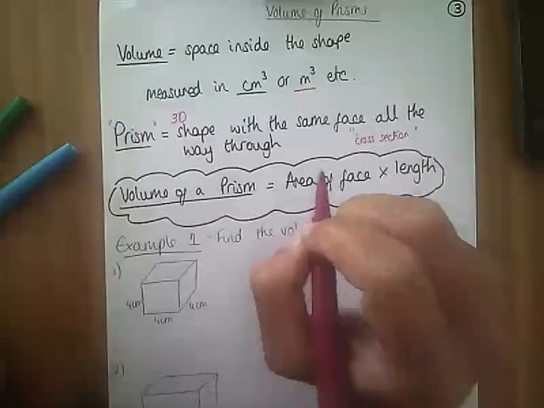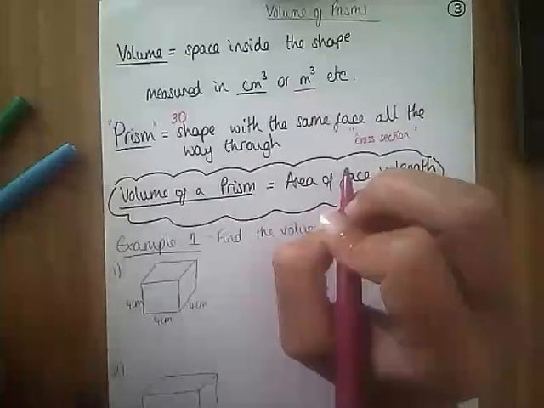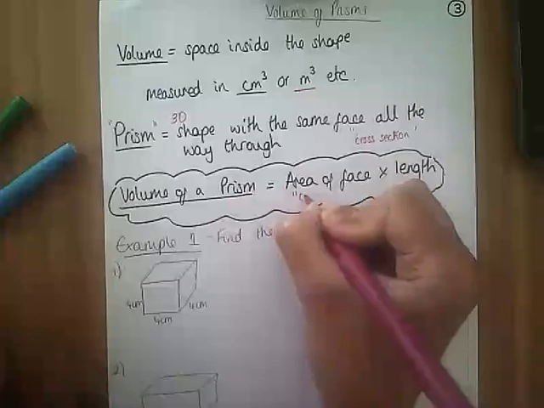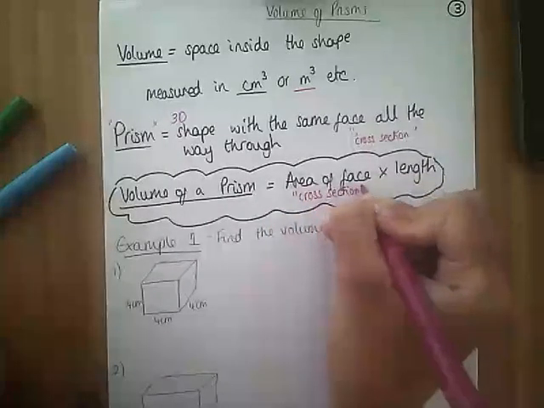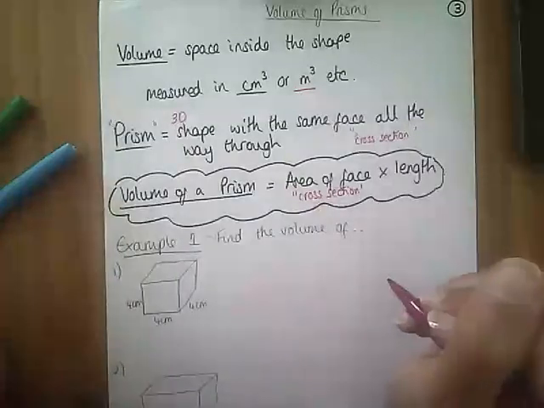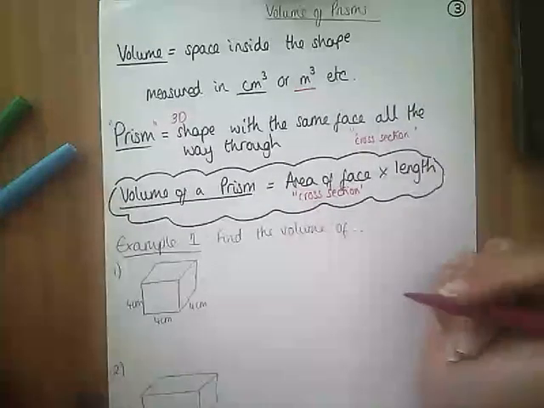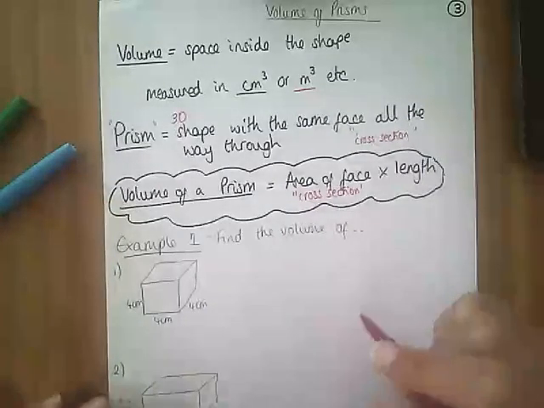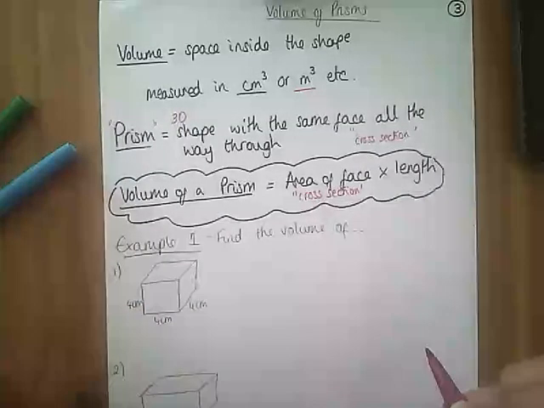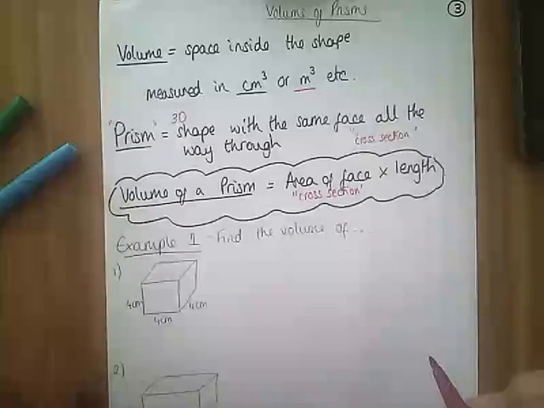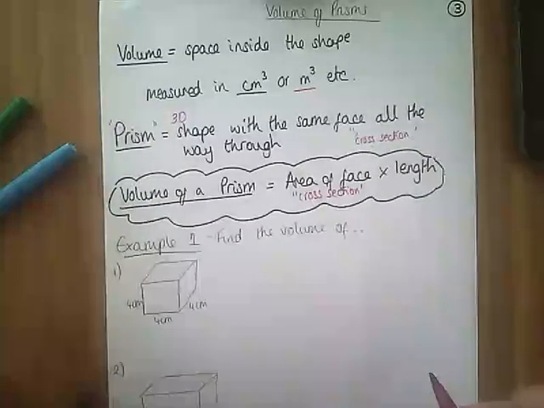Now to calculate the volume of a prism, you calculate the area of the face, or the area of the cross section as it's sometimes known, and you times it by how far back it goes. You times it by the length. So when you are looking at these, you need to make sure that you are happy with how you calculate area. If you are not, you need to go back and look at the videos on calculating the area of rectangles and squares and triangles, etc. so that you're happy with those.